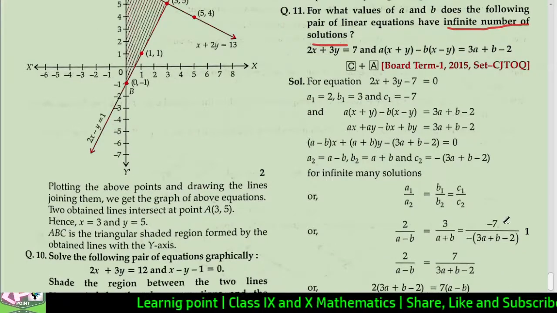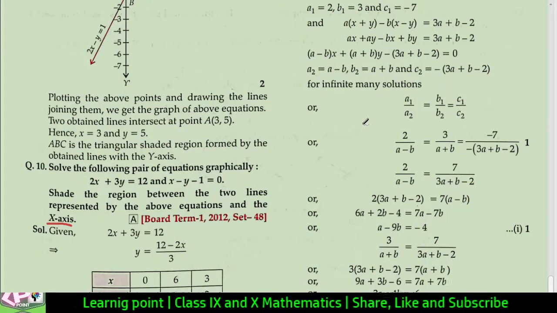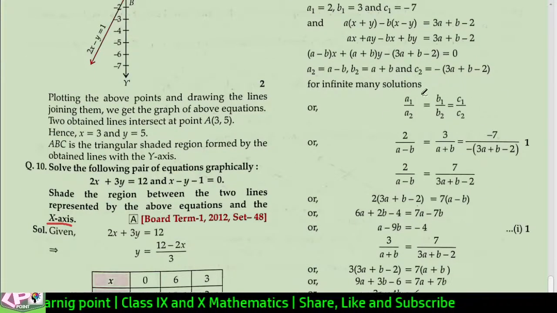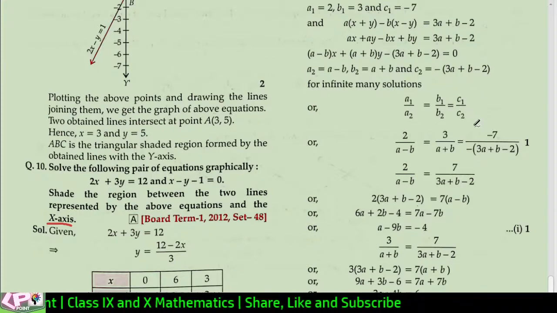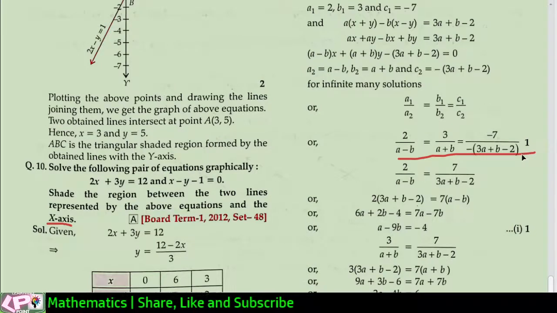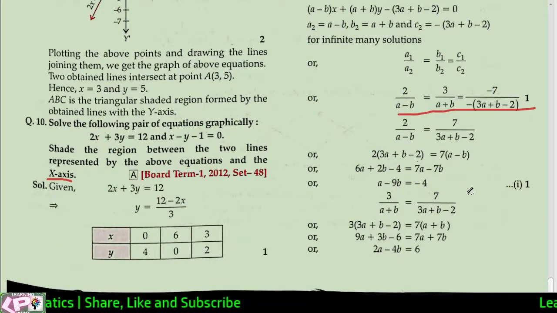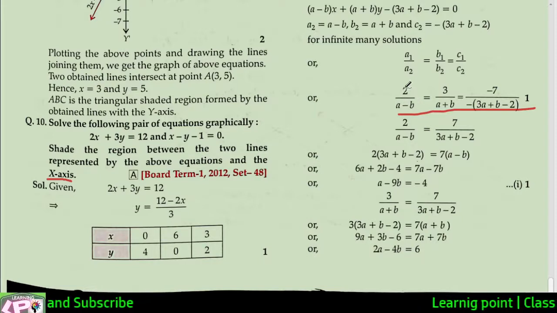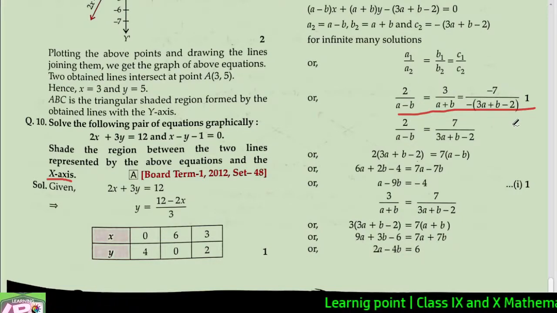Okay, try to solve where the same thing is going to verify here. a1 by a2 is equal to b1 by b2 is equal to c1 by c2. Okay, then if you write on this one, you will get like this. I think this is a question from the NCERT textbook. So just try to solve this one. 2 divided by a minus b, 3 divided by a plus b is equal to minus 7 by minus of 3a plus b minus 2.